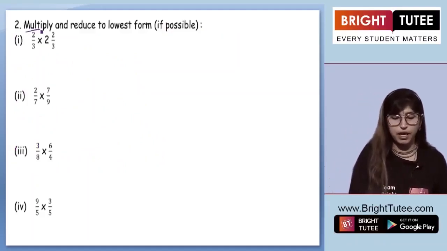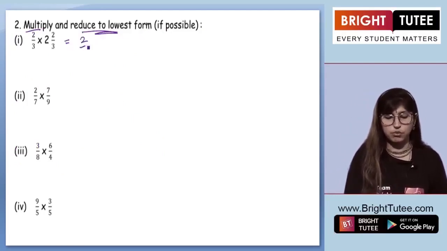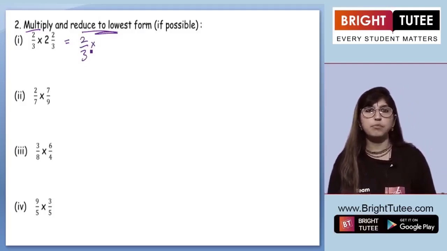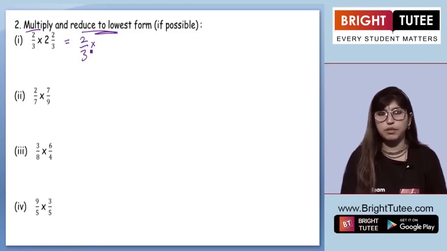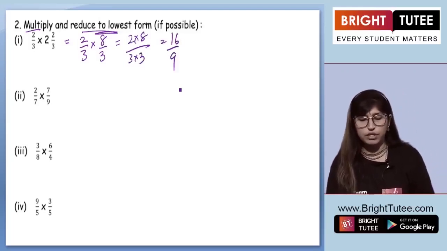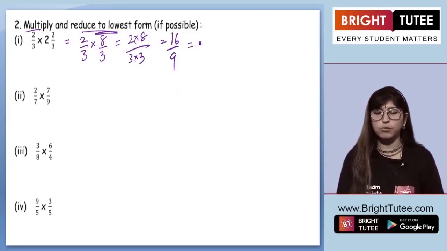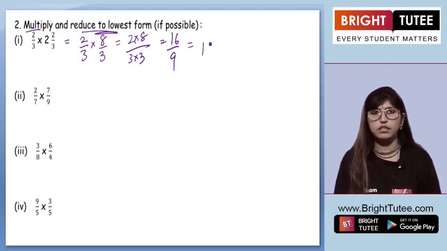It says that we need to multiply and reduce to lowest form if it's possible. So the first question is 2 by 3. We'll be converting that mixed fraction to improper fraction, and then we need to multiply same as we multiplied in earlier questions. So we'll be getting 3 times 6 plus 2, 8 by 3. We cannot cancel anything out, so we'll be getting 2 times 8 over 3 times 3, which will be 16 by 9. Now we cannot cancel them out, we cannot take it to the lowest form, so we'll convert it to mixed fraction. So we'll be getting 1 and 7 by 9.